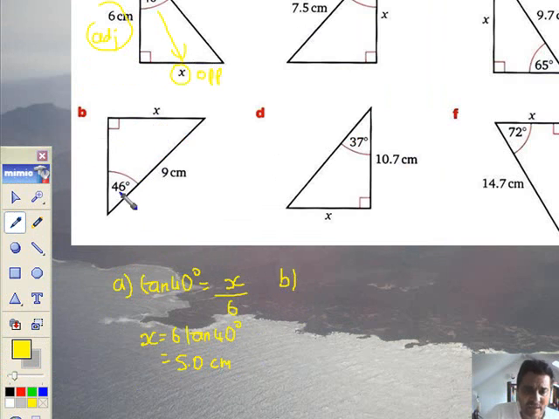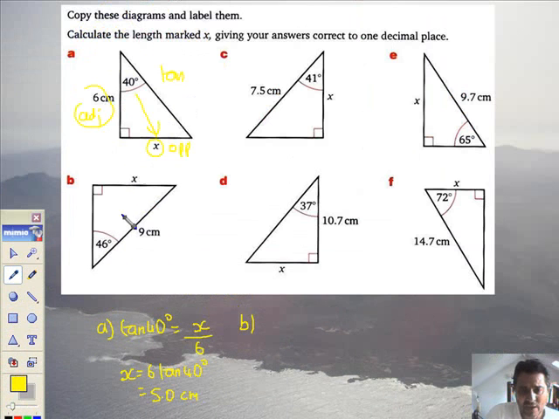What have I got here? I've got an angle, and I've got the length x, which is opposite the angle, so that's definitely the op, so I'm going to put op there. And this is the longest side opposite the right angle, so this must be the hyp. Alright, so 9 is the hypotenuse.